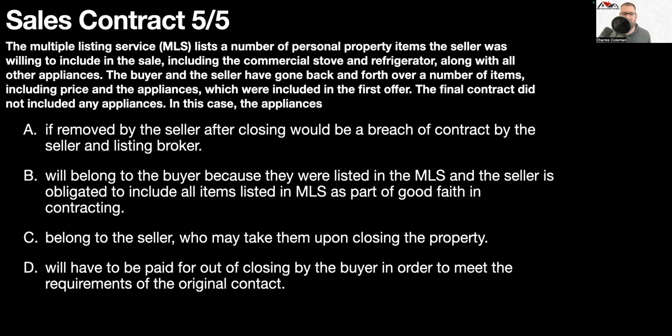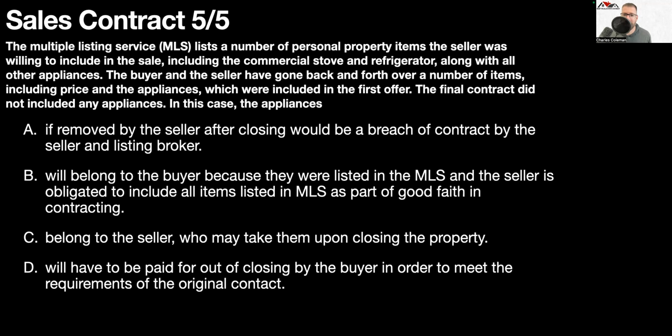And question number 5. The multiple listing service, the MLS, lists a number of personal property items the seller was willing to include in the sale, including the commercial stove and refrigerator, along with all other appliances. The buyer and the seller have gone back and forth over a number of items, including the price and the appliances, which were included in the first offer. The final contract did not include any appliances.